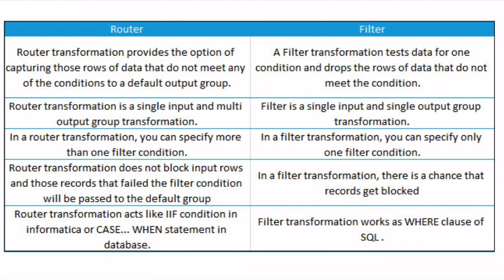In case of router, assume there are 5 conditions mentioned. If the record does not meet any of the 5 conditions, then the record goes to the default group. Whereas in case of filter, it tests the data for the given condition and drops the record. Router is a single input and multi-output group transformation, whereas filter is a single input and single output transformation. In router, we can specify multiple filter conditions, whereas in filter, we can specify only one filter condition. And the last one is that router does not block input rows, whereas filter blocks rows. Overall, router transformation acts like an if-else condition, whereas filter transformation acts like a where clause in SQL.